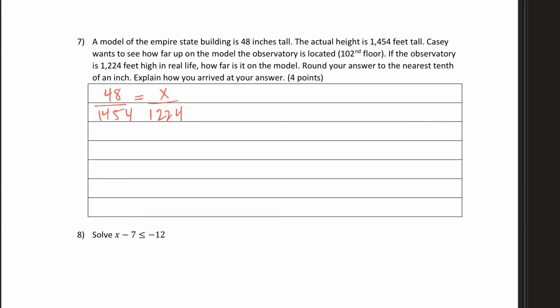So we need to cross multiply these two. It's just like what we did in the other proportion problem. We'll cross multiply those two and then divide it by 1454. So x is going to be equal to some big number divided by 1,454. So I will figure that out. 48 times 1,224 is 58,752. And then I have to divide those. So I divide by 1,454.